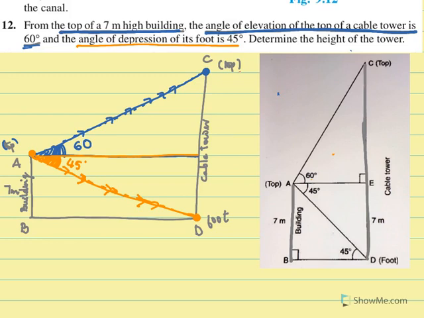And I was at the top of this building. From the top of the building, I'm looking at the top of the tower here. And the angle we are making is 60. This, of course, is a horizontal. You need to draw your horizontal. And from that same place on the top of the building, now I'm looking at the bottom foot of the tower. Here is a foot of the tower.